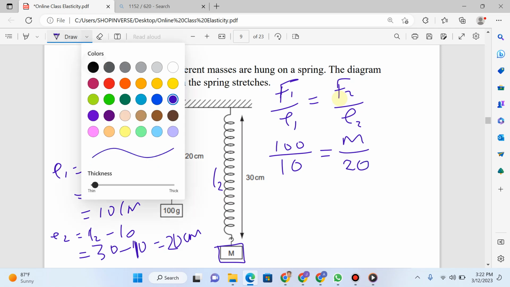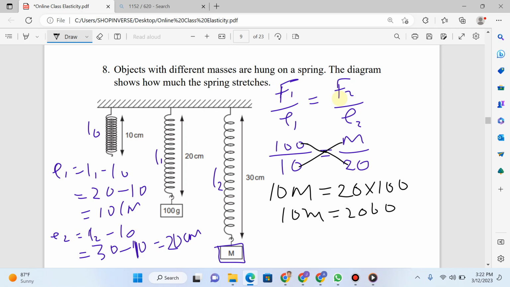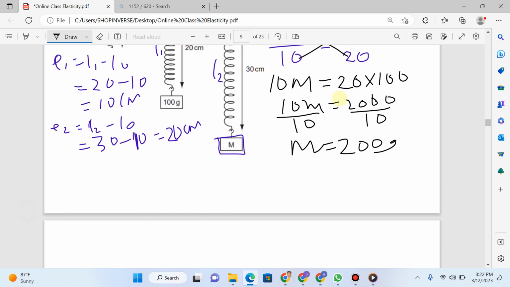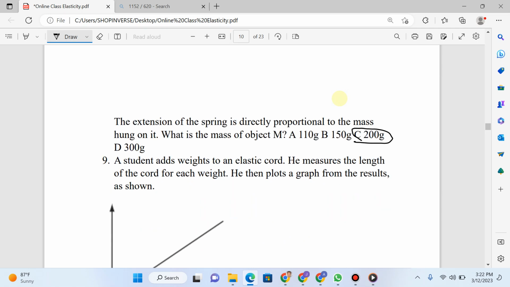What's next? The next thing we do is to cross multiply. We multiply 10, we have 10m equals to 100, we multiply 20, we get 20 times 100. So now if 10m is equal to 2000, how do you get the value of m? We divide both sides by 10. Automatically we have our m equals 200 grams. And which option is that? That is option C. So you underline option C or you shade C on your answer booklet.